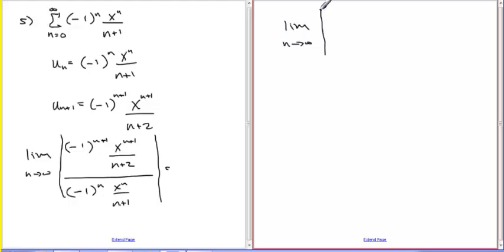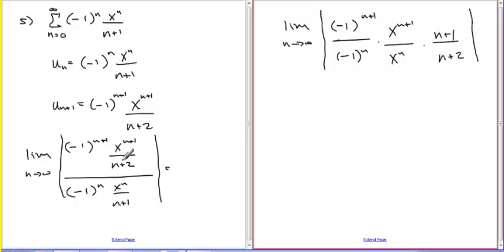So, we take this, take the reciprocal of it, so you'll end up with negative 1 to the n plus 1 divided by negative 1 to the n. And then we have x to the n plus 1 divided by x to the n. And then we have n plus 1 divided by n plus 2. So I've separated these out. So when you take the reciprocal, this goes to the denominator, this goes to the numerator, and then this goes to the denominator. So you look at each one of those separately and you simplify them.